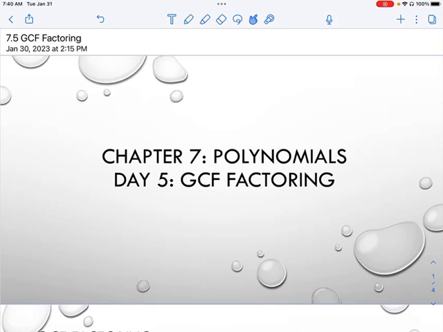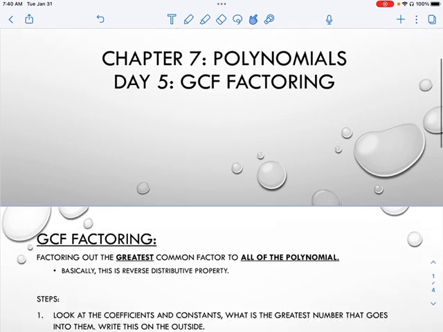Okay, here we go. We're picking back up in Chapter 7 of Polynomials. Today, what we're going to focus in on is GCF factoring. So this is basically reverse distributive property. We are going to look for the greatest common factor of all the numbers, all the variables, and we are going to divide it out of everything.